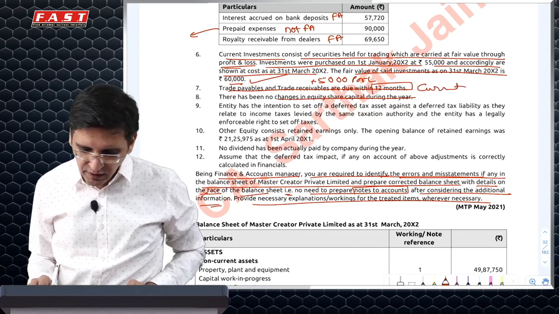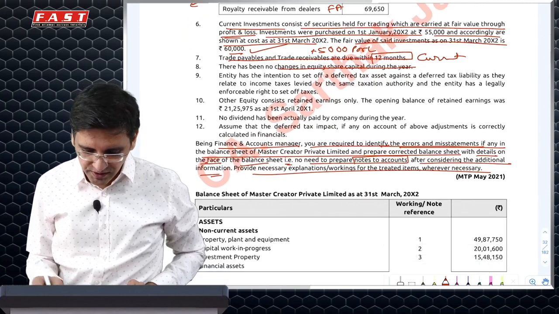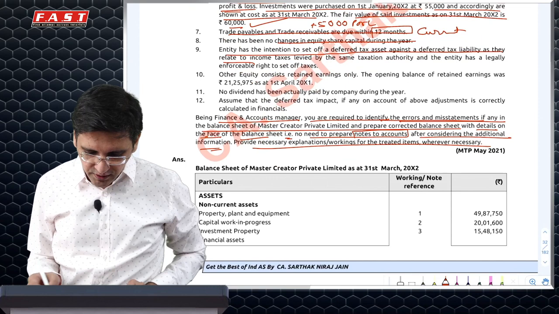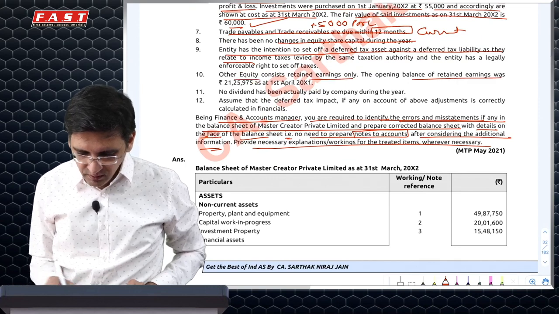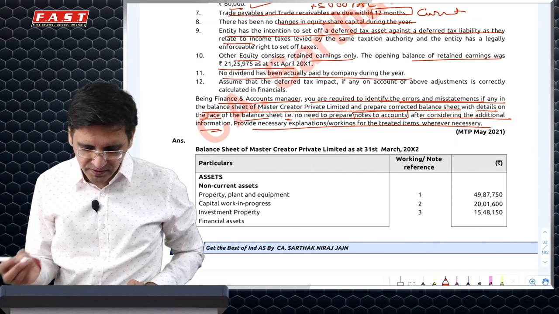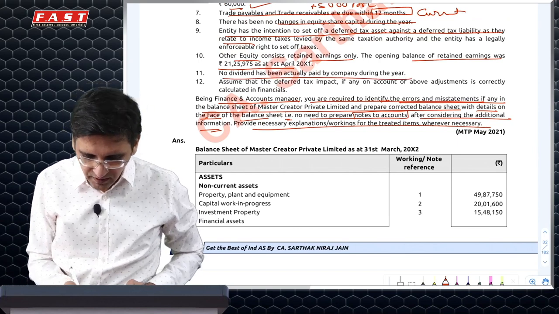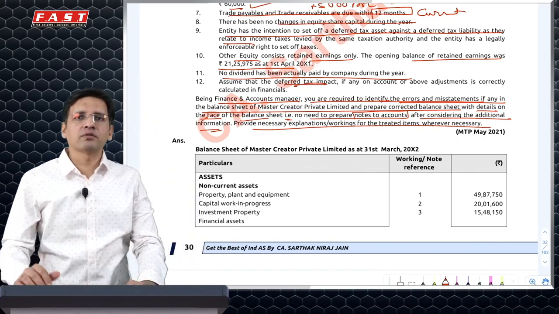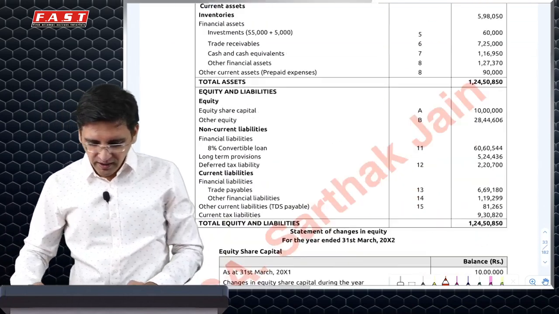No changes in equity, so opening plus minus change 0, closing same. However, we don't have to prepare notes. TTA same authority, so net it off. Other equity only retained earning, opening given, so opening plus current year or closing you may present because the question gives that information. No dividend paid, and deferred tax, no impact to be given. So any gain loss changes which you have done, you don't have to give an impact for the deferred taxes.